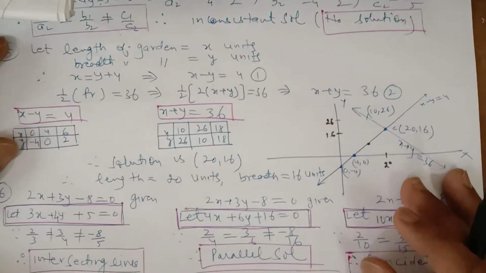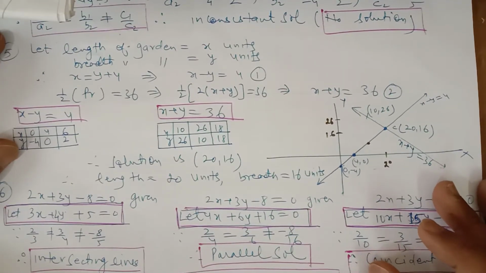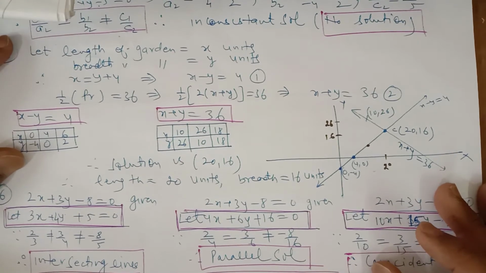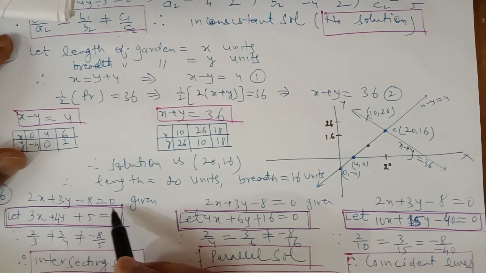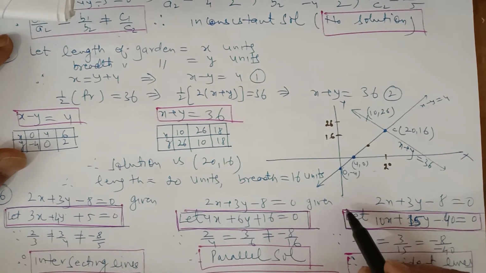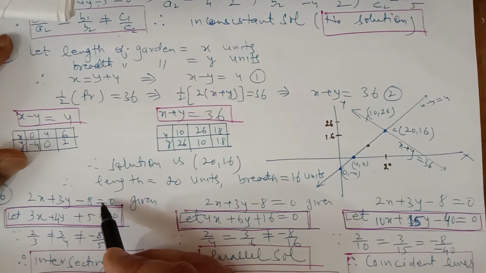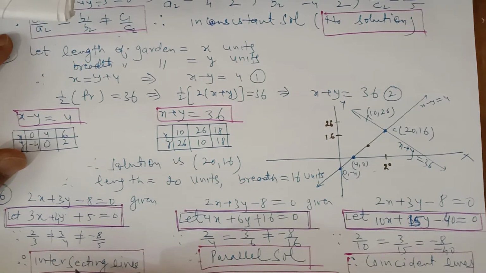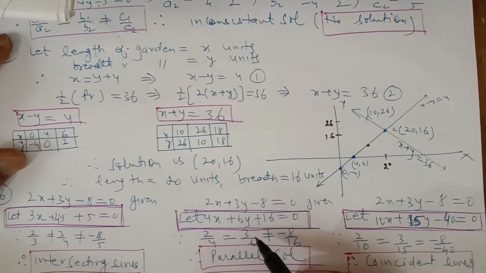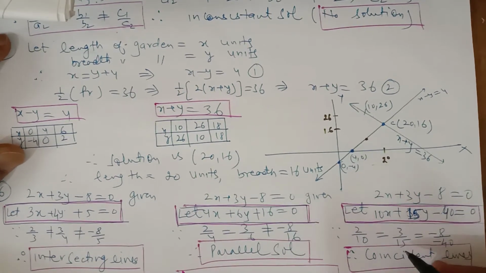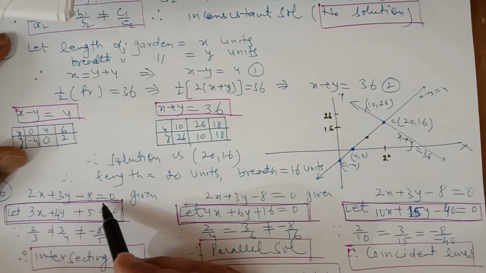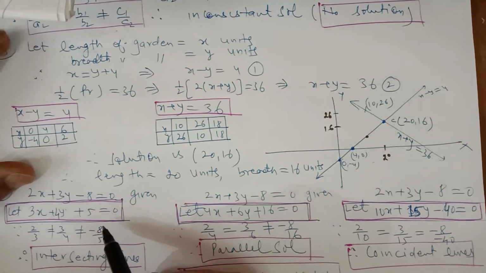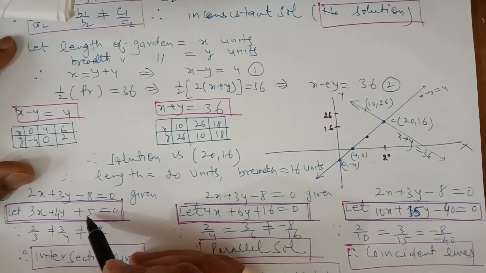Now in question number 6, again you have to find which type of lines they will be. One equation is given, 2x plus 3y minus 8 is equal to 0, and you have to find another equation related to this, so that the equations represent intersecting lines, parallel lines, and coincident lines. Now in this question the answer can vary. We have 2x plus 3y minus 8 equal to 0, and you have to give an example of a line which will be intersecting to this.